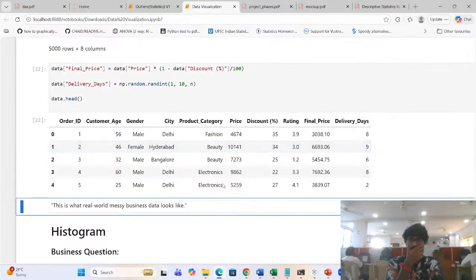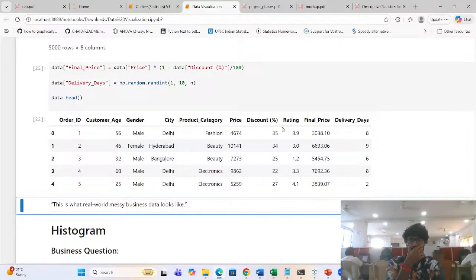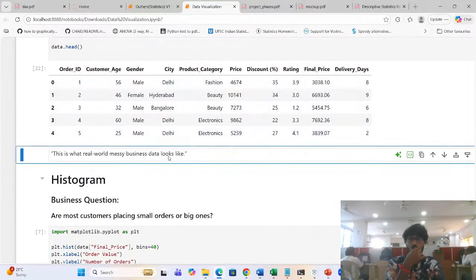Now it's a perfect data set. It's ready to use. See, actual price is 4674. After giving 35% of the discount, the final price is 3038 rupees. Clear? Now let's go by histogram.